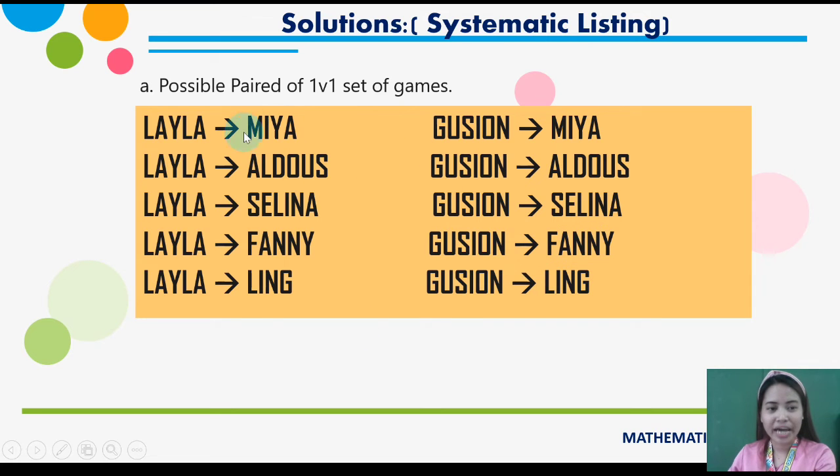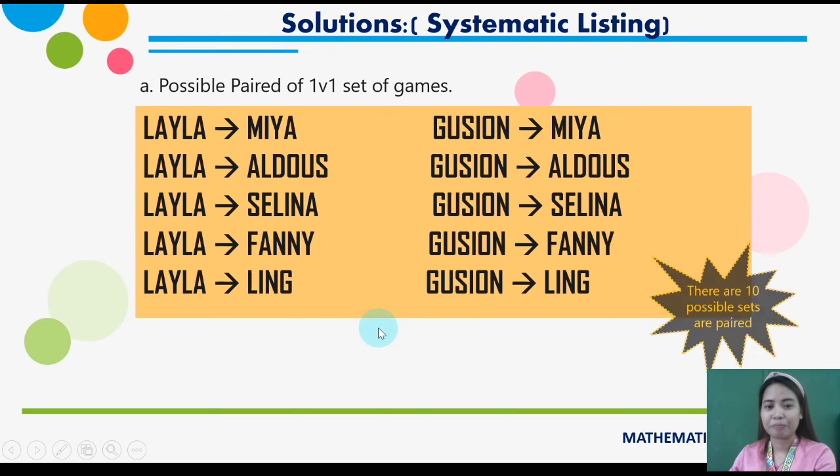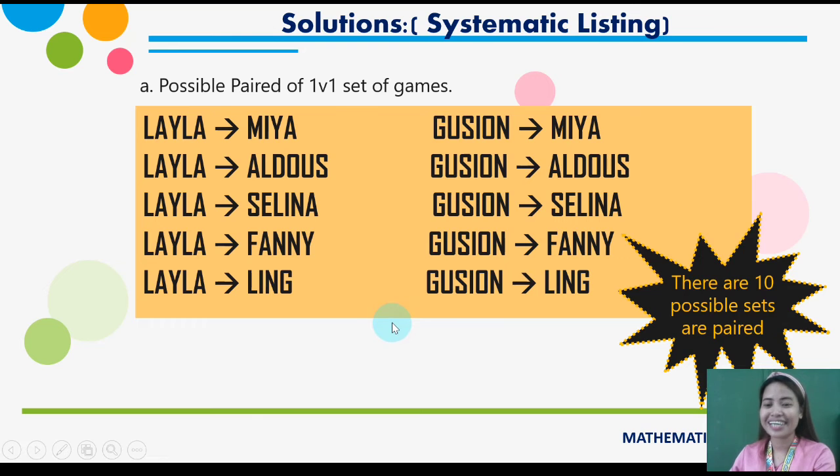So therefore, we have 1, 2, 3, 4, 5, 6, 7, 8, 9, 10. So for the 1 versus 1 set of games, there are 10 pairs of possible games. There are 10 possible sets that are paired.